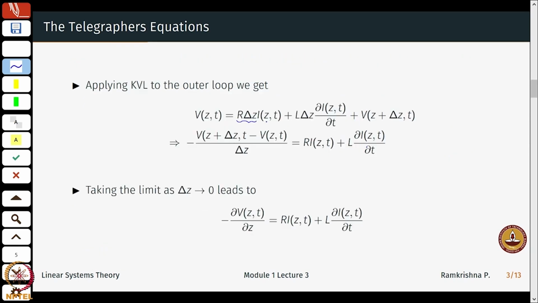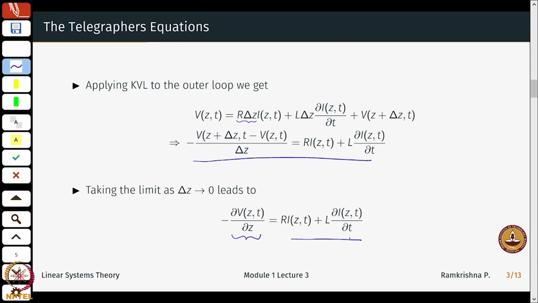So, I just rearrange terms and write my equations like this, right. And if I take the limit as delta z tends to 0, this looks familiar to what I learn in calculus as the definition of derivatives, right. Now, for a small element, this turns out to be the partial derivative with respect to z. On the right hand side I have things like this.